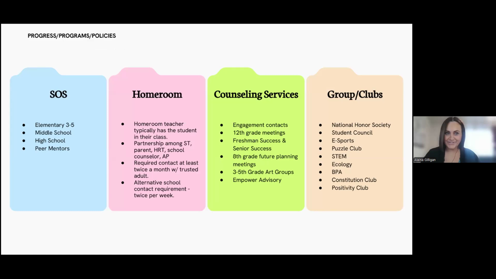So what are we doing? We have been implementing the Sources of Strength program. I know many of you are aware of that program. This is our 6th year implementing it, and every year we grow, which is great. So we have elementary, we have middle school, we have high school, and then we obviously have our peer mentors that make it all roll out. And every month we roll out a campaign, which has been great.